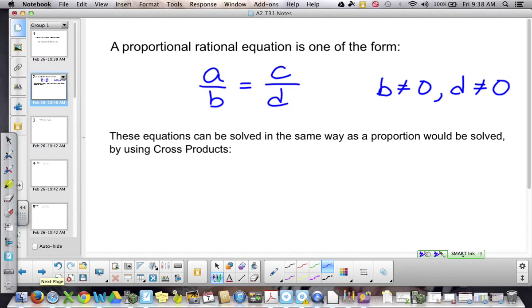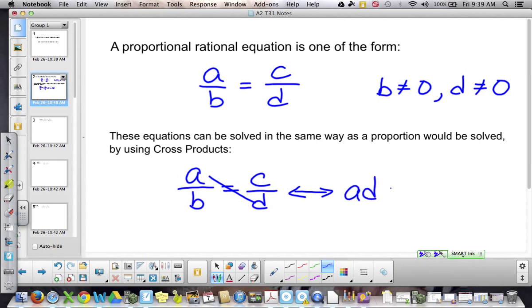So this type of equation, when it's in this form where you have one fraction equal to another fraction, can be solved in the same way we solve proportions. So when we solve proportions, we use the cross product property, which says that if you have a over b equals c over d, that is equivalent to taking the cross products. So the numerator of the first fraction times the denominator of the second, so a times d, equal to the numerator of the second fraction times the denominator of the first, so b times c.